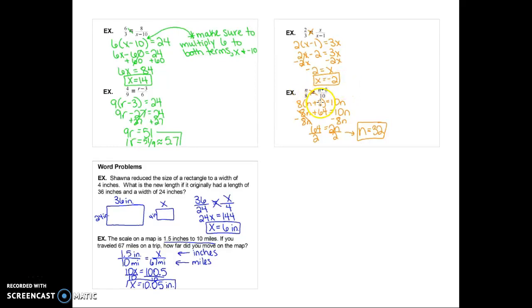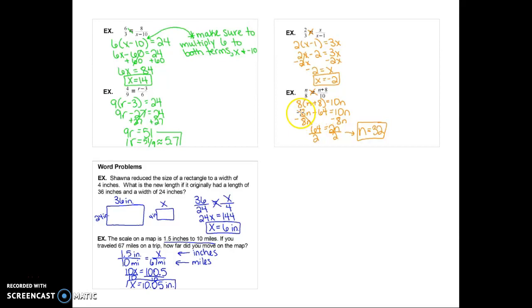Okay, another example. N over 8 equals n plus 8 divided by 10. Cross multiply. Again, you can start wherever. I started with the 8 times the n plus 8. So again, the n plus 8 is in parentheses. Equals n times 10 is 10n. Now this goes back to a multi-step equation. 8, distribute that in, you're going to get 8n plus 64 equals 10n.